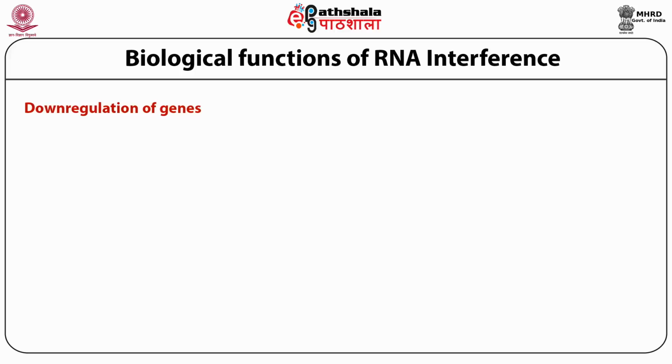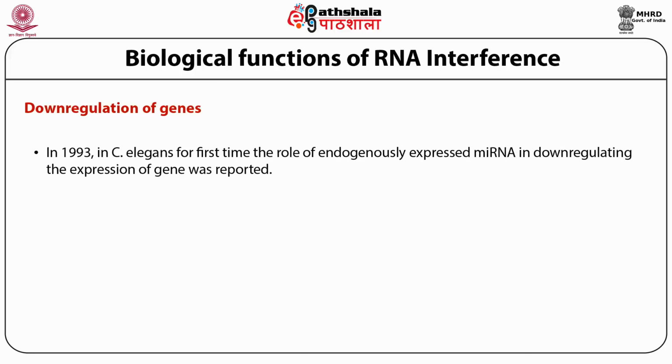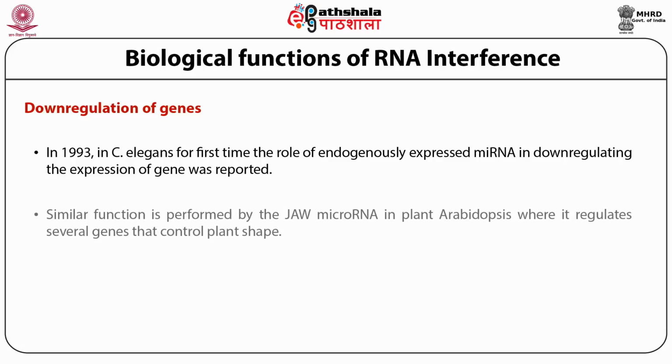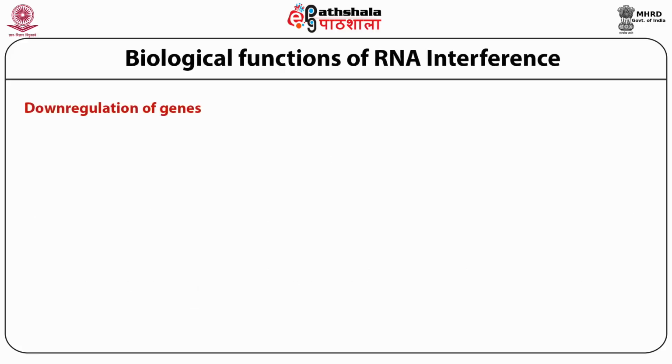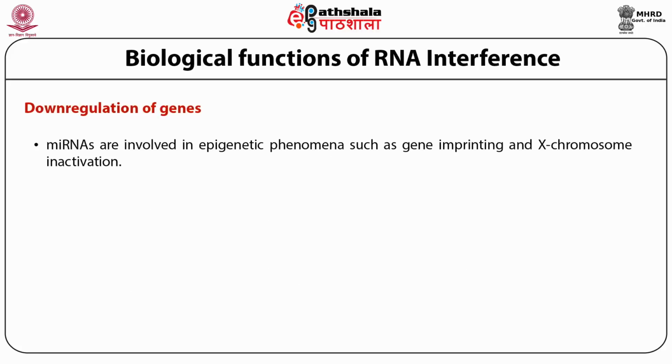It was in the year 1993 in C. elegans that the role of endogenously expressed microRNAs in downregulation of the expression of genes was reported for the first time. A similar function is performed by the JAW microRNA in the plant Arabidopsis, where it regulates several genes that control plant shape. Both intronic and intergenic microRNAs mediate translational repression, regulate development, particularly the timing of morphogenesis, and maintain undifferentiated cell types like the stem cells. RNA interference is involved in epigenetic phenomena such as gene imprinting and X-chromosome inactivation.